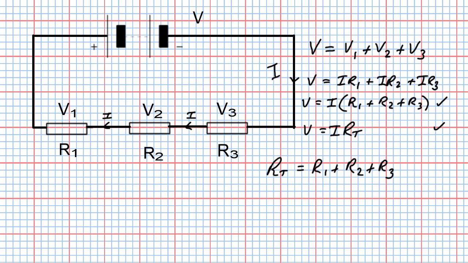So to summarise then, if we have a series circuit consisting of resistors, first of all, the potential difference across each resistor must add up to give you the voltage of the source or the cell or the battery. And the combined resistance of that circuit is really equal to the sum of the resistors R1 plus R2 plus R3.